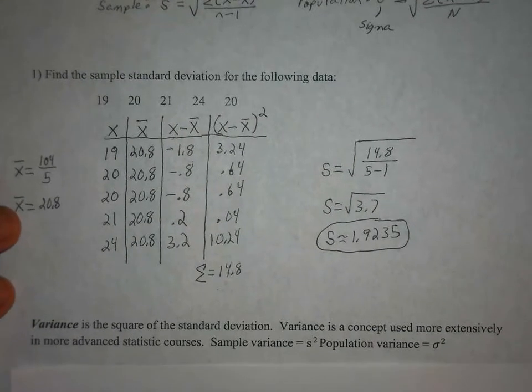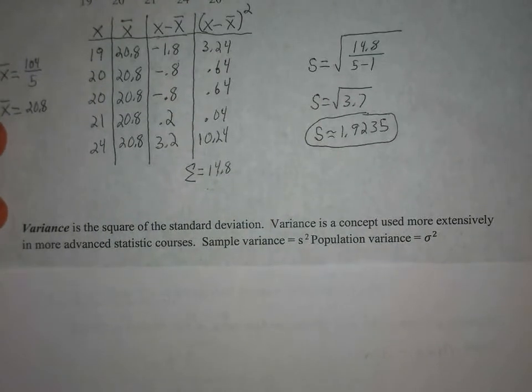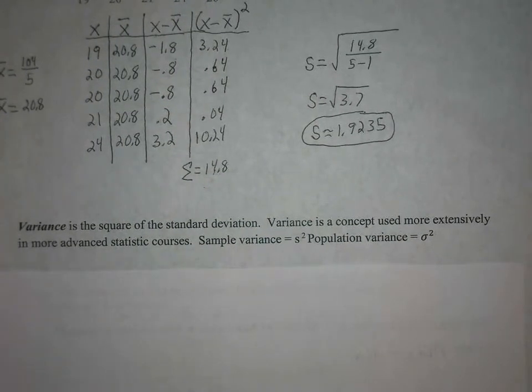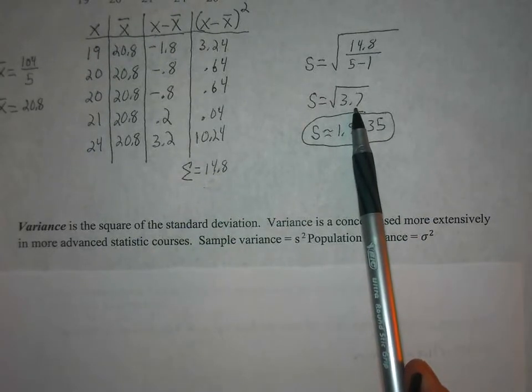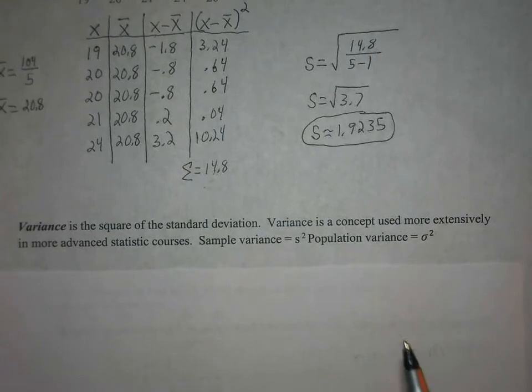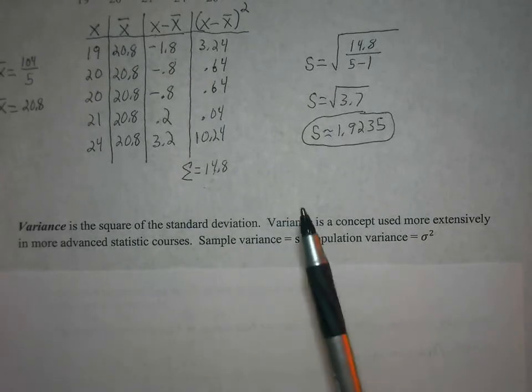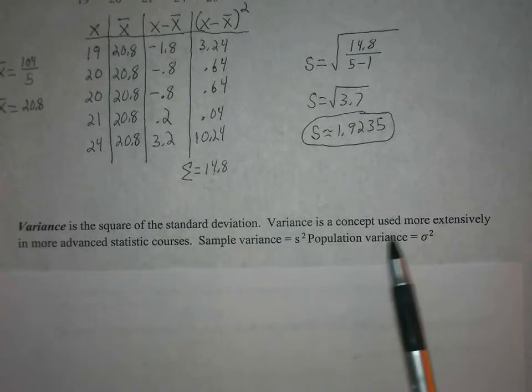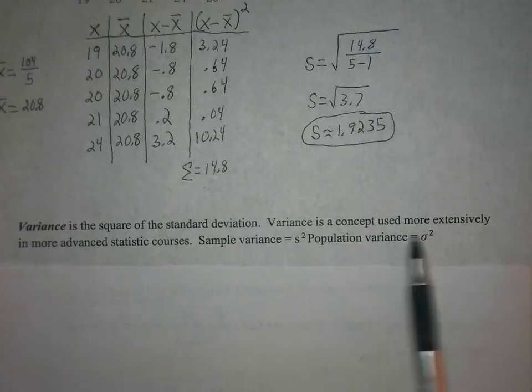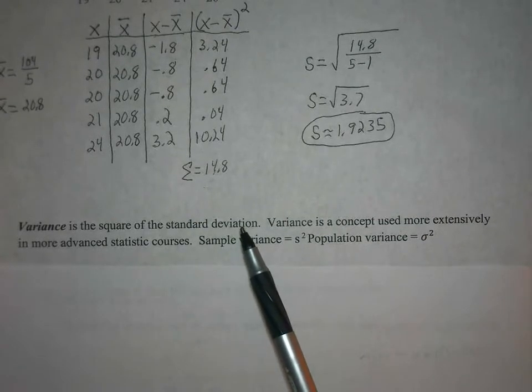Okay, a term that is associated with standard deviation is something called variance. It's not a term or a concept that we use too much in this elementary statistics class, but all the variance is, it's the square of the standard deviation. So essentially, the number inside the square root is the variance. This is used more extensively in more advanced statistics classes. The symbols for the sample variance will be s squared, and for population variance, it'd be sigma squared, because all that it is is the square of the standard deviation.